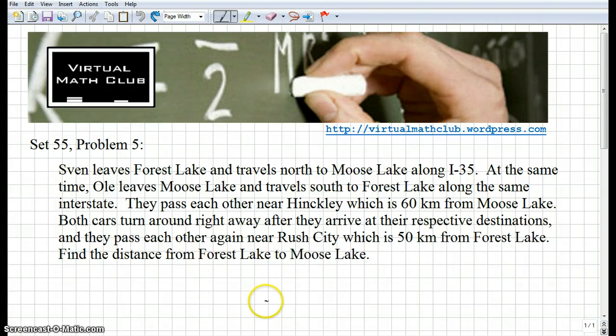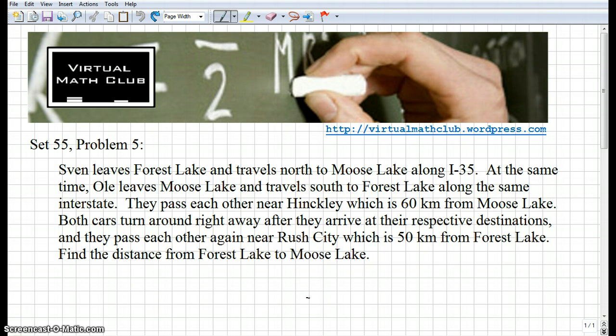Alright, we've got a Sven and Ole problem here. Sven leaves Forest Lake and travels north to Moose Lake along I-35. And at the same time, Ole leaves Moose Lake and travels south to Forest Lake along the same interstate. They pass each other near Hinckley, which is 60 kilometers from Moose Lake.